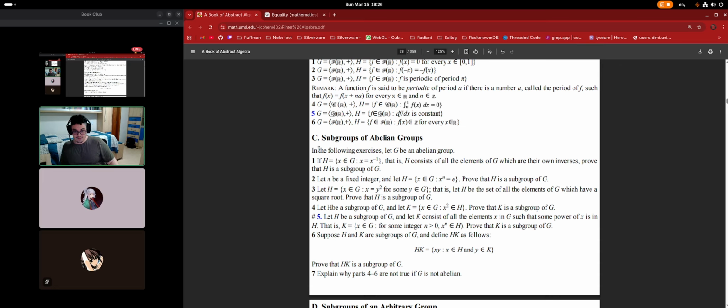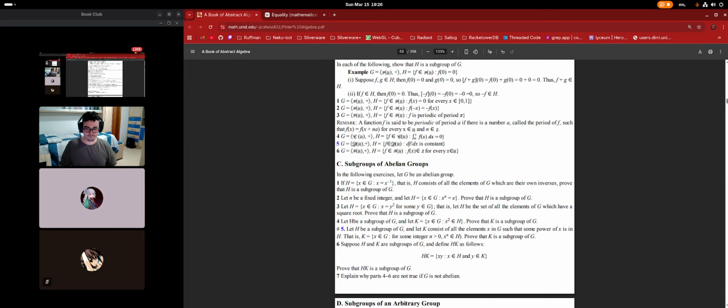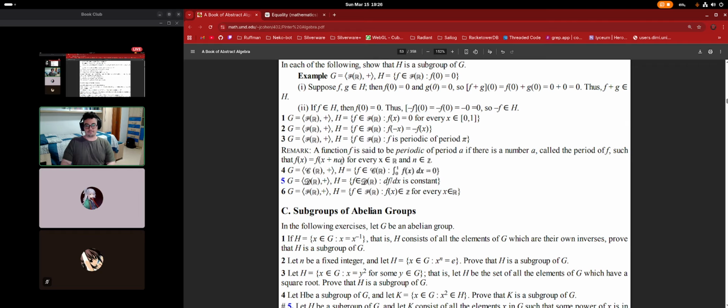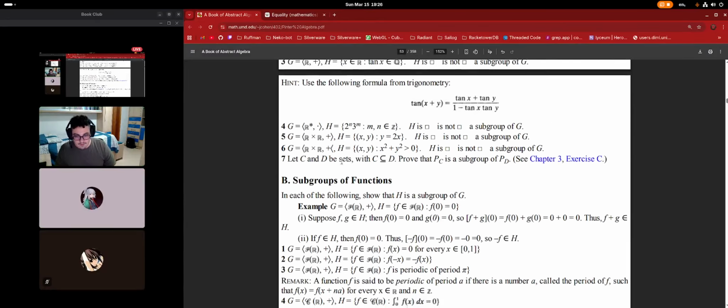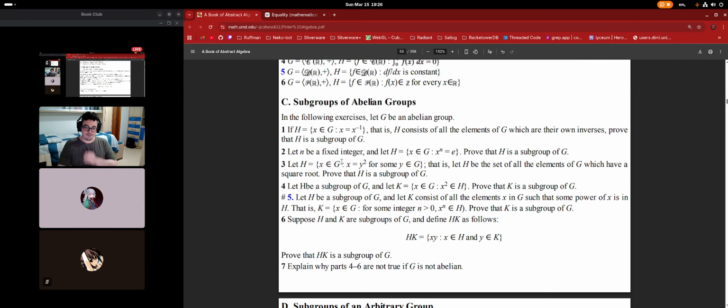And then we have the C, subgroups of abelian groups. If H is all the elements in G that are their own inverses, prove that H is a subgroup of G. Okay, so for this one, my idea is the following. We say we need to check that X times Y is within H, right? That's what we have to do. Yes, basically. So how would you do that?